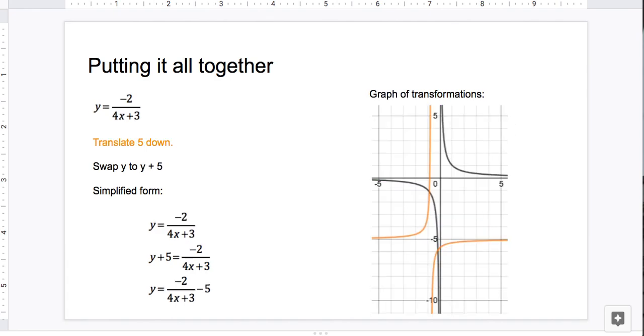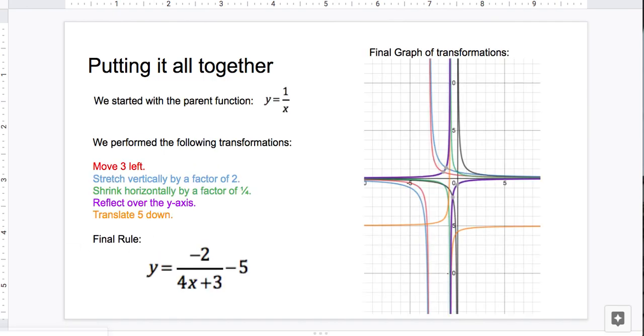And now if I wanted to go 5 down, I'm going to take that purple graph and move it 5 spaces down. So I swap y to y plus 5. And so, as I look at this whole set of transformations, here's the final graph with all the different colors. I started with black, 1 over x. Then I moved it 3 left to red, made it twice as tall to blue, then shrunk it in by 1/4 to green, then flipped it over to purple, and then moved it down to orange. And there is my final rule.